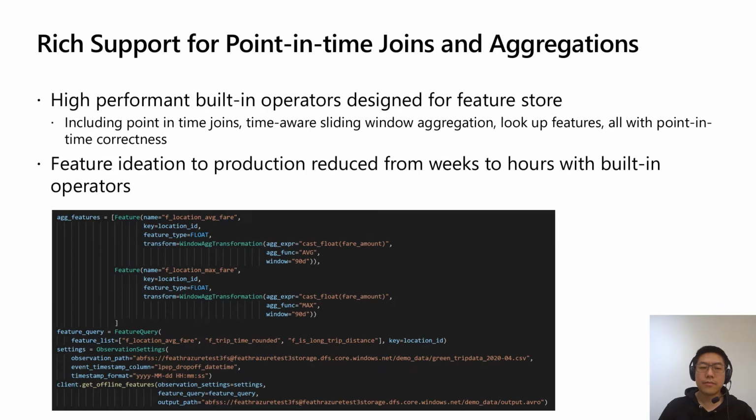Feathr also has rich support for point-in-time joins and aggregations. For example, Feathr has really high-performance built-in operators designed specifically for Feature Store. Those include point-in-time joins, the time-aware sliding window aggregation, and lookup features, and they all come with point-in-time correctness. One of the case studies we've done internally was that from feature ideation to production phase, it was reduced from a couple of weeks to a couple of hours because of the Feathr built-in operators.